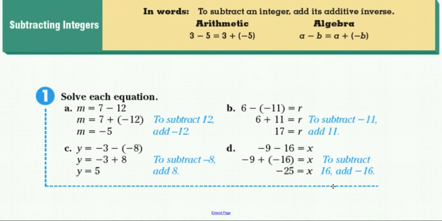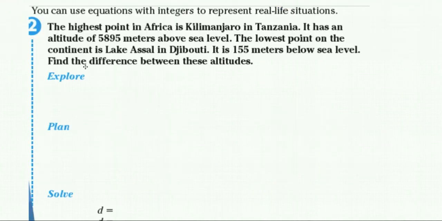Let's take a look at example number 2. You can use equations with integers to represent real-life situations. The highest point in Africa is Kilimanjaro in Tanzania. It has an altitude of 5,895 meters above sea level. The lowest point on the continent is Lake Assal in Djibouti. It is 155 meters below sea level. Find the difference between these altitudes.